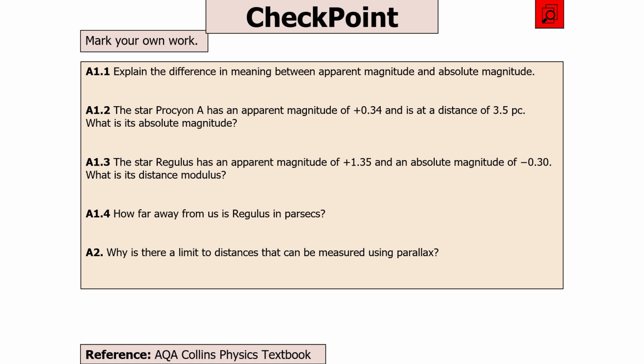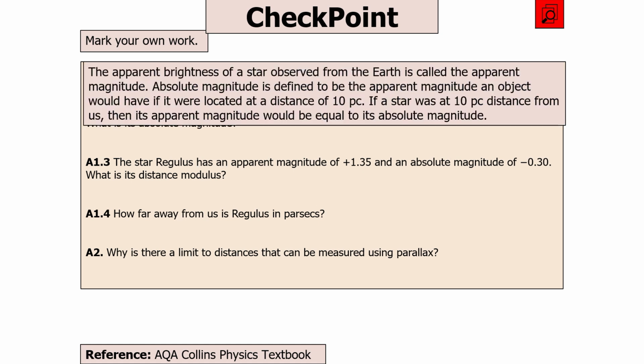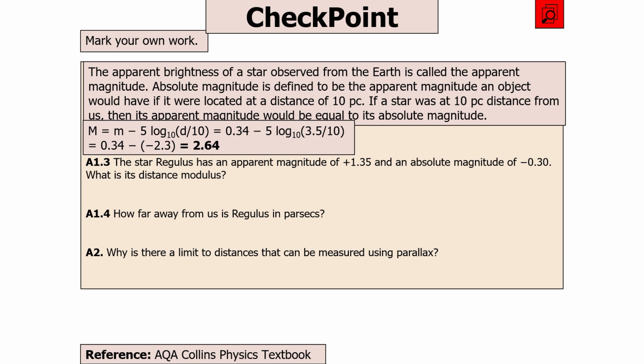Right, you've got to know the difference between apparent and absolute magnitude. So apparent magnitude is the brightness of the object from Earth, while absolute magnitude is the apparent magnitude an object would have if it was located at a distance of 10 parsecs away from the Earth. Now the next question, we've got to use that equation, small m minus big M equals 5 log d over 10. Pop in all the numbers and you get 2.64.